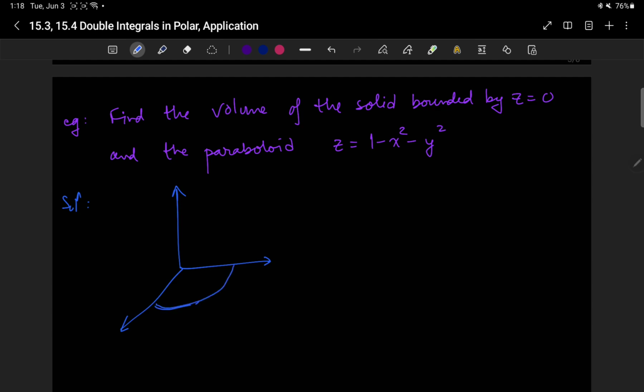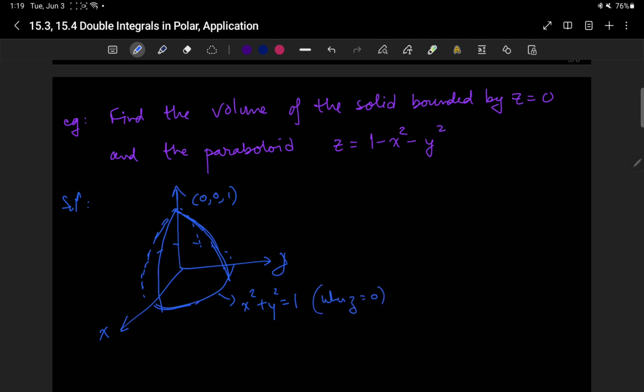The shape of the paraboloid is that you have this circle over here and two giant parabolas, kind of intersecting on these two axes. Hopefully the image makes sense here. As you can see, when x and y are 0, z is 1, so you have this point (0, 0, 1). And z equals 0 is the xy plane. So when you're on the xy plane, you get a circle, and this circle is x squared plus y squared equals 1. This is when z equals 0.